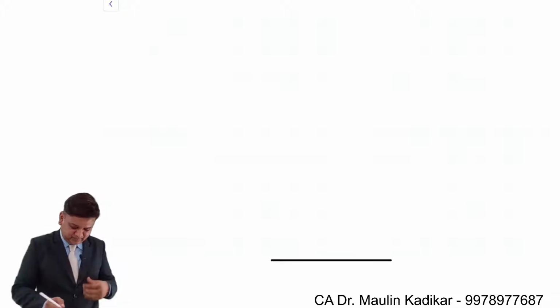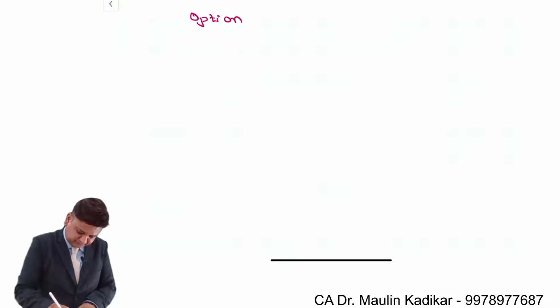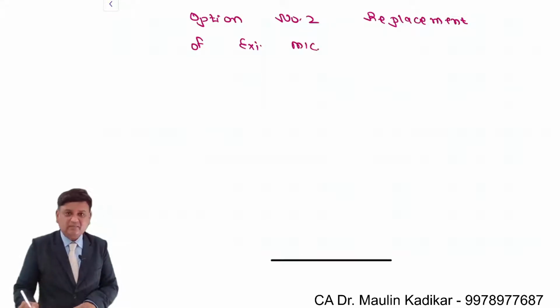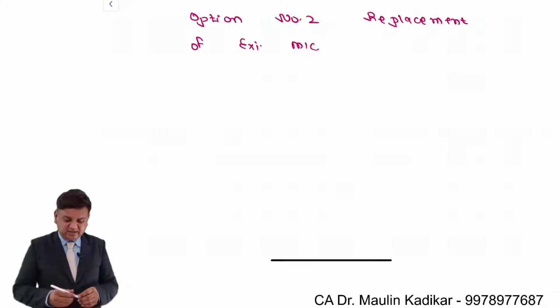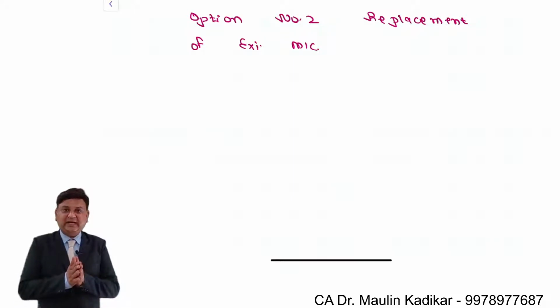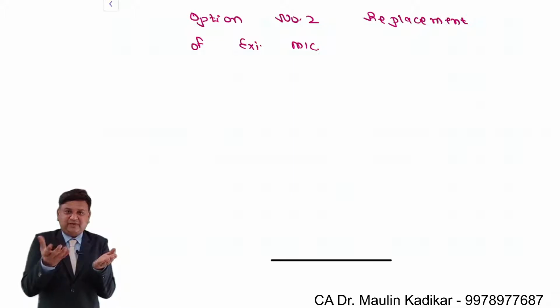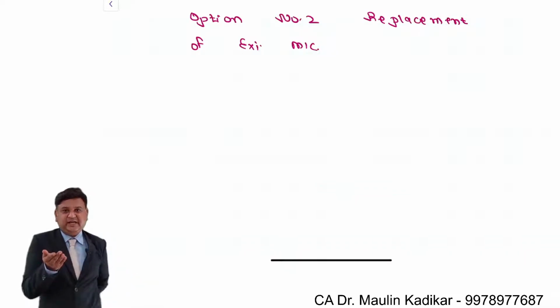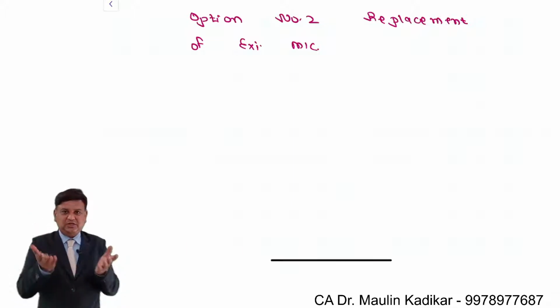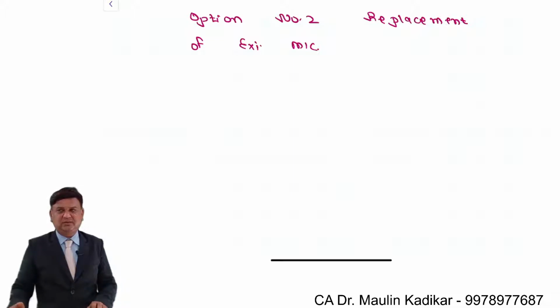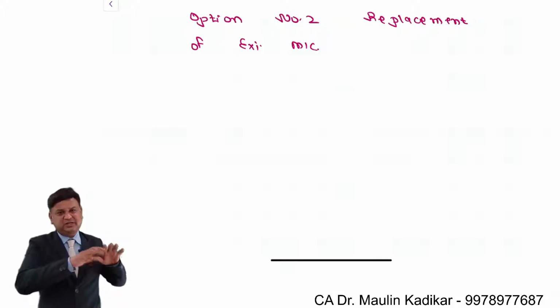So starting with the answer, heading, write down option number 2, replacement of existing machinery. Now friends, initially we had a discussion that of course the company would operate either with X or with Y. If I want to purchase machinery Y, then it is obviously necessary for me to sell X. Because unless I sell X, I will not have adequate space in my factory to put machinery Y for operation. And even if I have space, what is the need of keeping machinery X? So of course I am going to sell it.